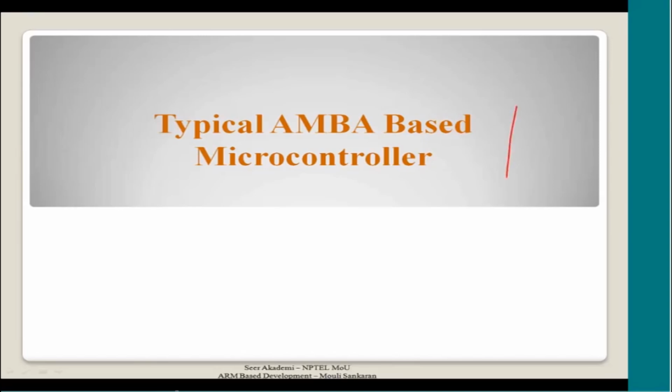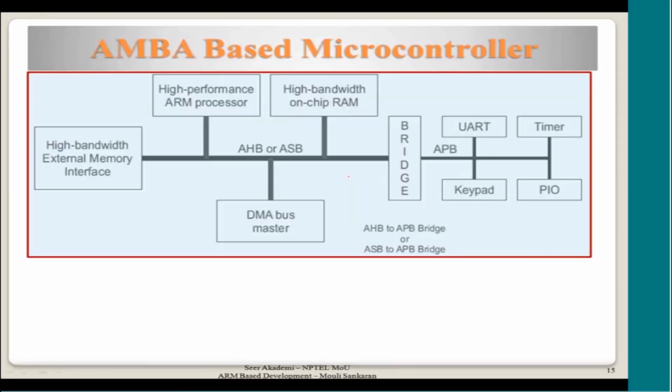Before we go into the detail of each of the buses and how bus transactions happen, let me tell you a typical implementation of that. This is one SoC which has both an AHB or ASB bus and an APB bus, and it has a bridge between the high performance bus and the low performance bus. And what are these devices? They are all devices which have very low bandwidth, meaning the data generated by these devices is at a comparatively very low rate.